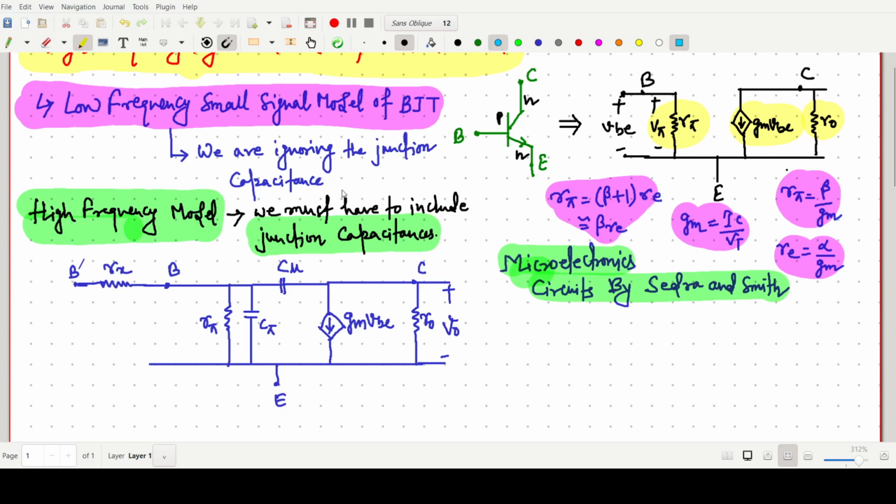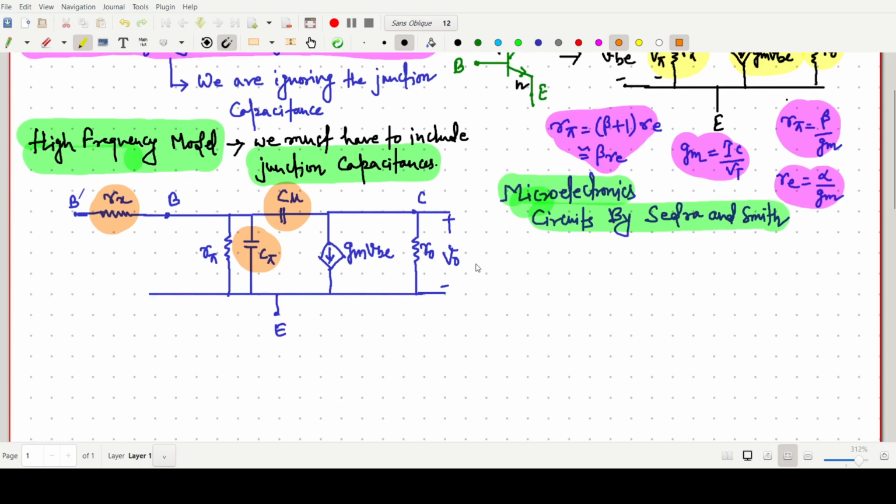So the important point that we have to note down: there is a C mu we have added in the high frequency model, and C pi, the capacitances. So what are the capacitance names that we have to learn? Everything will be the same as that of the small signal model for the low frequency, and we have added an extra resistance Rx. What are these parameters that we will learn in detail?